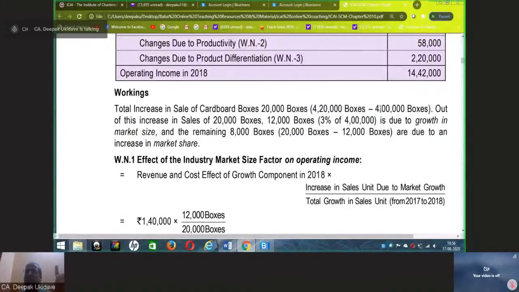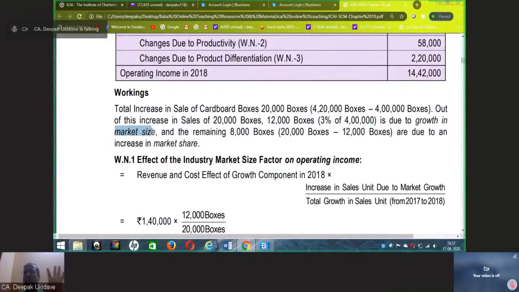That means 3% increase, 12,000 increase is on account of market size. Market size is the growth factor. Can we say therefore growth in market size is 12,000 and growth in market share is 8,000? Now you understand the difference between market size and market share. This 8,000 is market share, whereas 12,000 is market size.